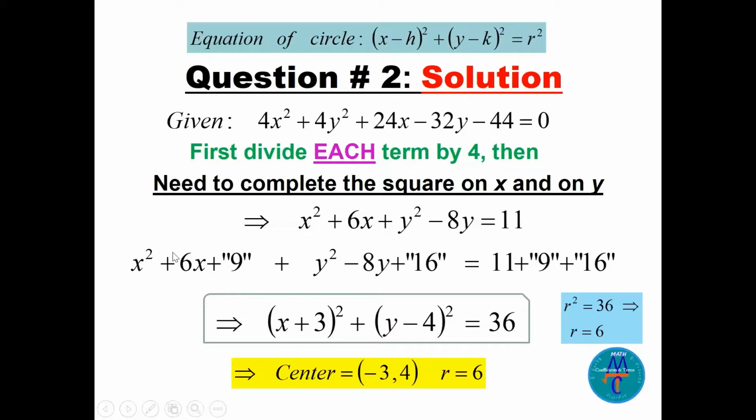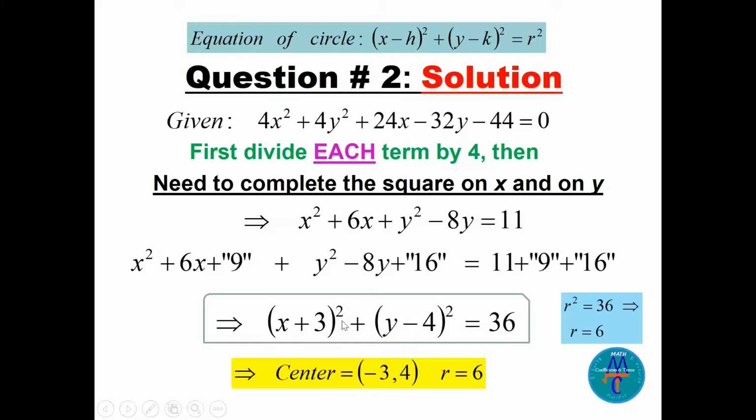That's the first 3 terms by factoring. This one, y squared minus 8y plus 16. Y minus 4, because this is a minus in the middle. This will be always plus 9 plus 16. Now add these numbers. 11 plus 9 plus 16, you get 36.